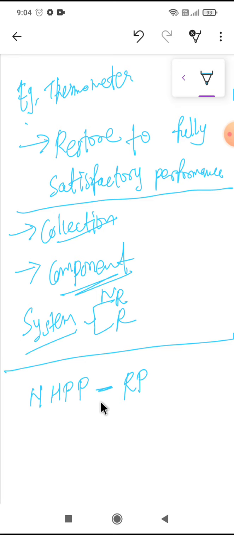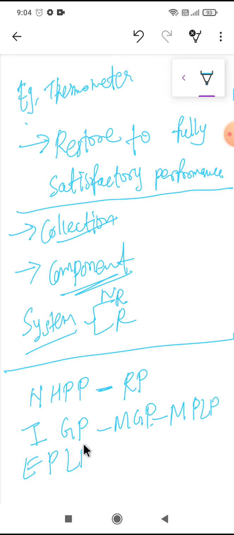The other point process models to describe repairable systems are the modulated renewal process, the inhomogeneous gamma process (IGP), the modulated gamma process, the modulated power law process, and the exponential power law process. These are the various processes to find the reliability of a repairable system.